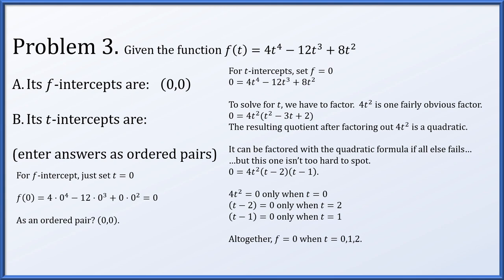So altogether, we have found that the function will be 0 when t is either 0, 1, or 2. So plugging in 0, 1, or 2 produces an output of 0. This gives us three ordered pairs, 0, 0, 1, 0, and 2, 0.